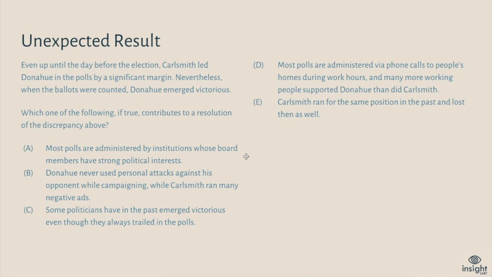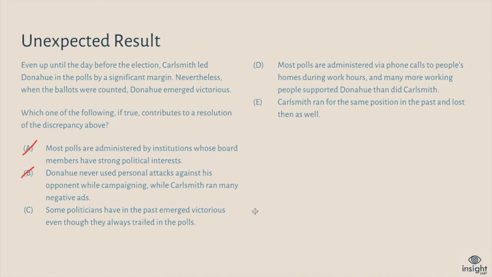Answer choice A. Most polls are administered by institutions whose board members have strong political interests. Well, that doesn't really do anything for us. It doesn't say whose interests they have in mind. It doesn't say which candidate they prefer or anything. It doesn't really help us. B. Donahue never used personal attacks against his opponent while campaigning, while Carl Smith ran many negative ads. I mean, that's great for Donahue. Maybe the voters liked that, but it should have showed up in the polls. This doesn't explain why the polls are out of line with the actual results.